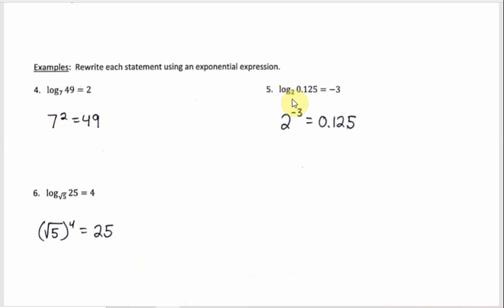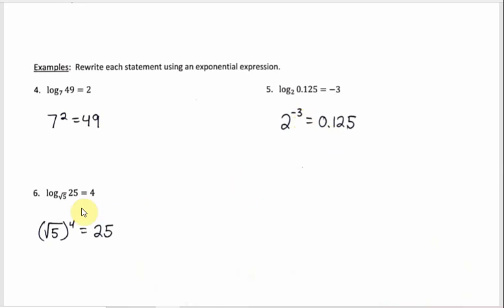Number 5, log base 2 of 1/8 is -3. So then same base, where I use the 2 as the base down here. So we're saying 2 to the -3 will give you the 1/8, the 0.125.